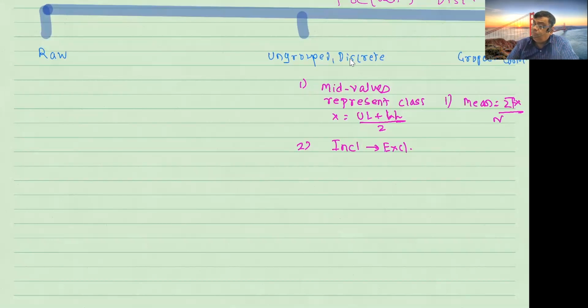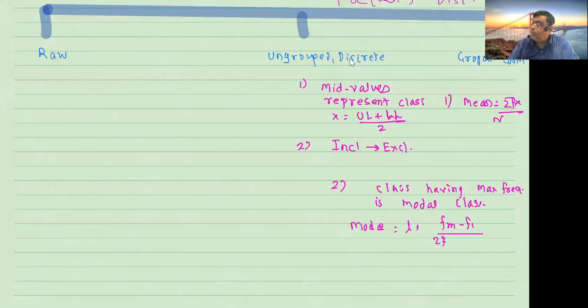फिर the second one is mode. Now the class having maximum frequency is the modal class. And then mode is equal to L plus Fm minus F1 over 2 Fm minus F1 minus F2, into H.